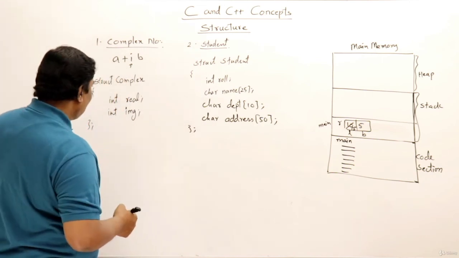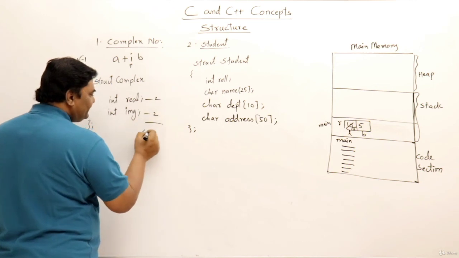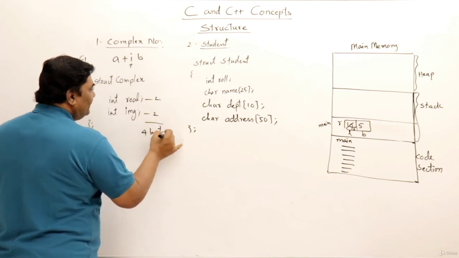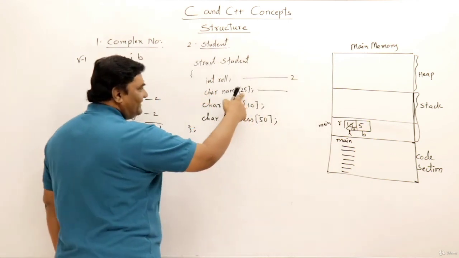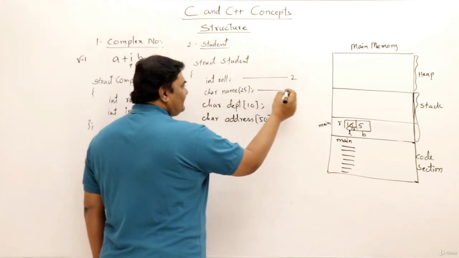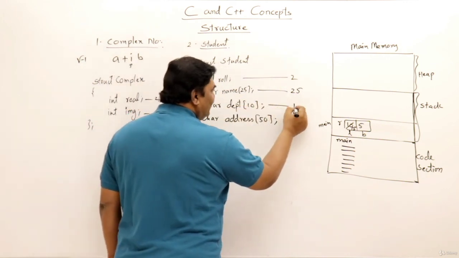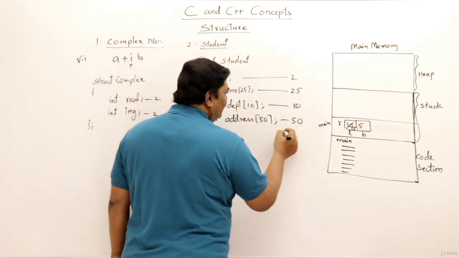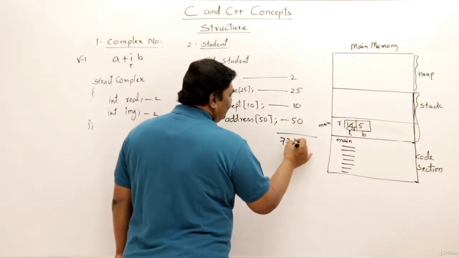Now, if I calculate the amount of memory it's taking, like if I say this is 2 bytes and 2 bytes, so this is taking total 4 bytes. And if I take this one, this integer is taking 2 bytes. This is character type, 25 characters take 25 bytes because a character takes just 1 byte. And this is 10 bytes, and this is 50 bytes. So this is 60, 75, 77. So this is taking 77 bytes.